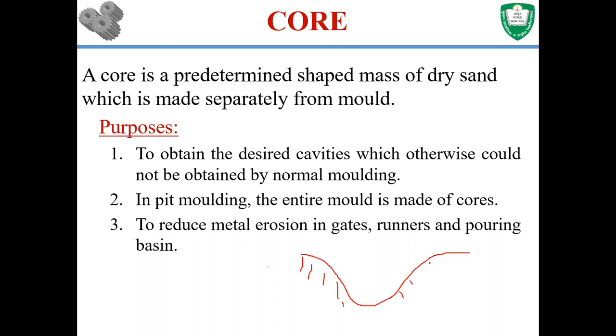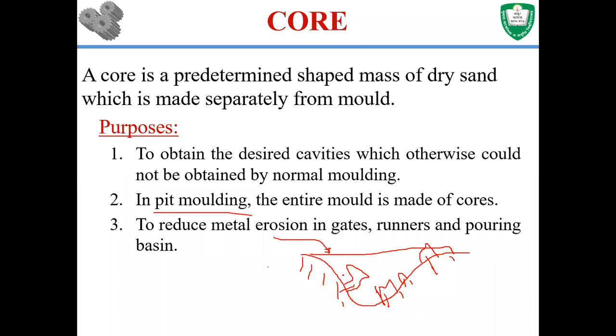Okay, you make a cavity and then you insert different types of cores in here, like whatever you want the structure to be. Different types of core material are placed in here, and then if you put the molten material in here, then after solidification you remove all these cores and you will get the desired outcome. This is called pit molding. In this case, the entire mold is made of cores. You just create a cavity and place various types of cores in position and then you pour the molten material. That is pit molding.